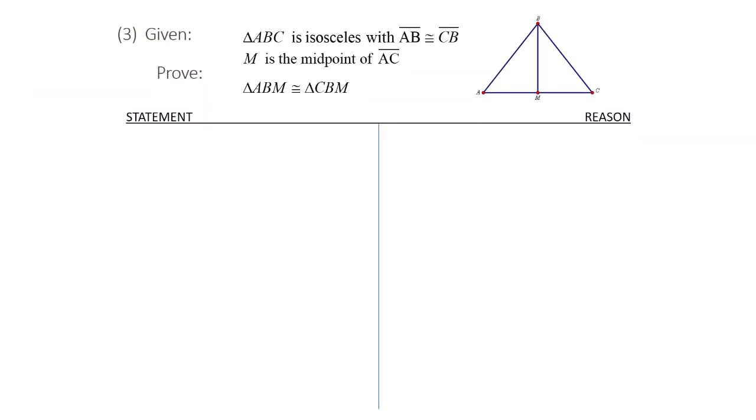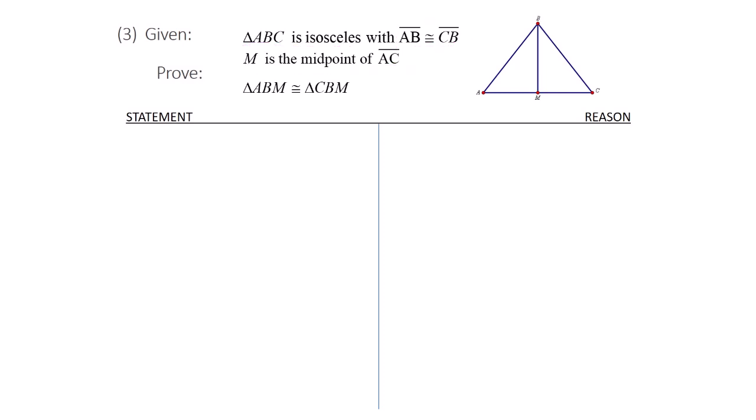All right, here's another proof. So we're given that triangle ABC is isosceles, right? Which means two sides are the same. They have two congruent sides. And so the two sides that are congruent are AB and CB. Okay, and then M is the midpoint of AC.